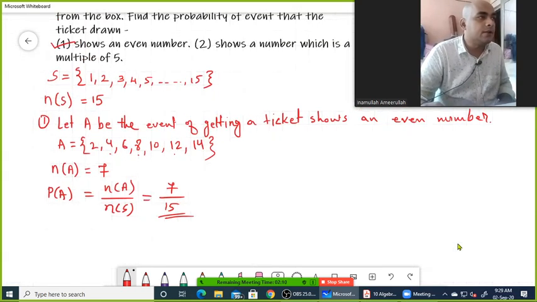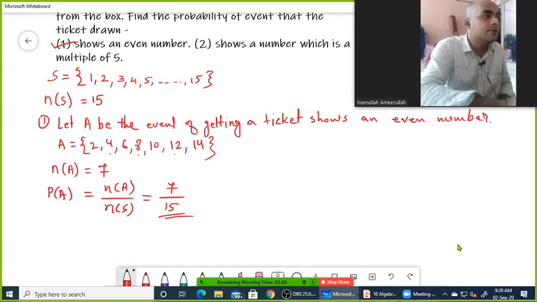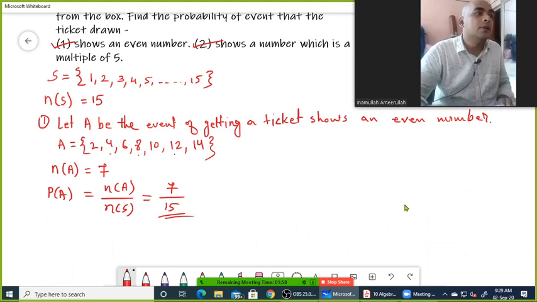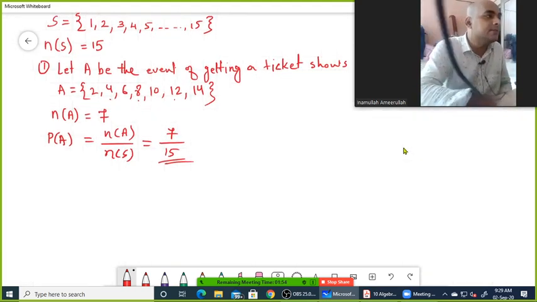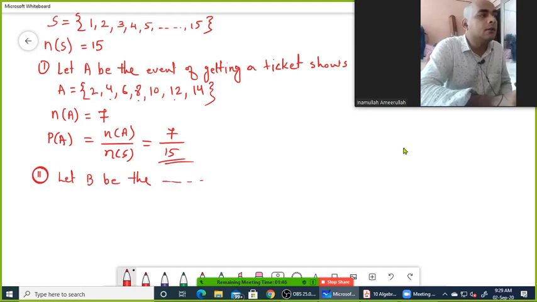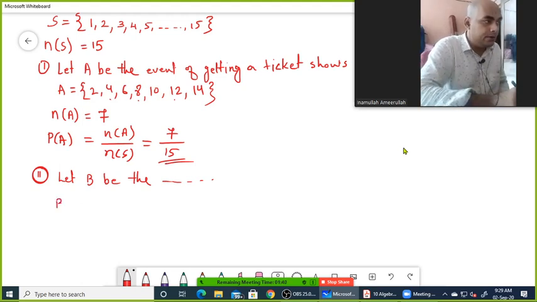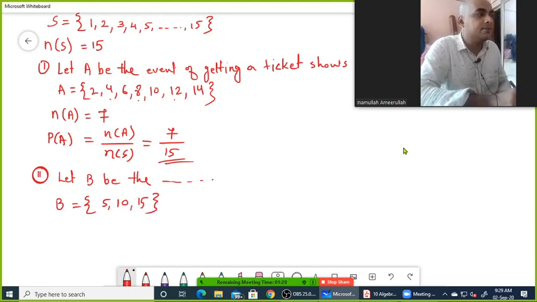In the same way we can find the second one, the probability of the event that the ticket shows a number which is a multiple of 5. Multiples of 5 means 5, 10, 15. So we have 3 such numbers. Same way, let B be the event of getting a ticket that shows a multiple of 5. So B will have all the multiples of 5 in the sample space, that is 5, 10 and 15. These are 3.